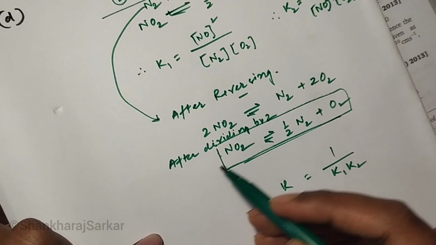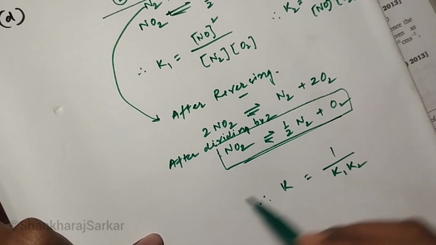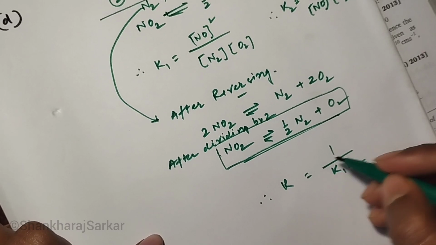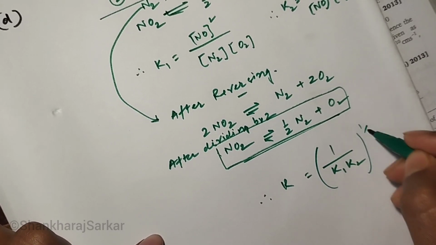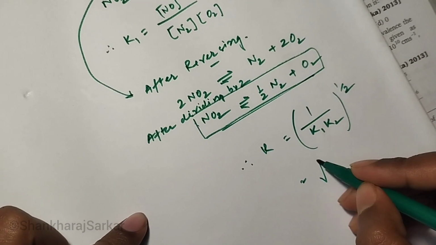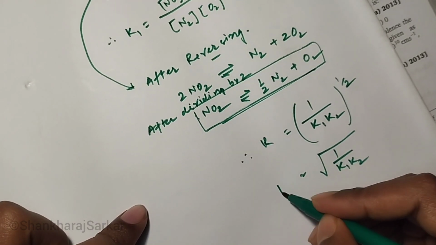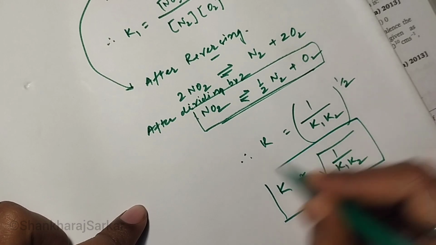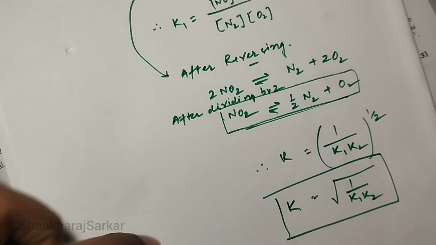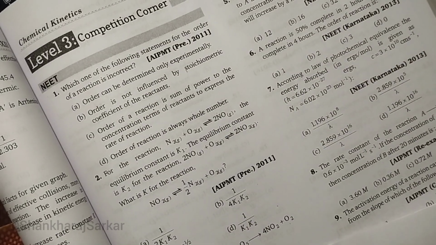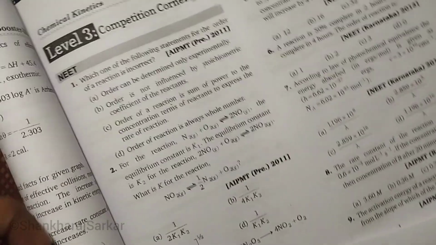Okay, next then what we did, we divided by 2. Since we have divided by 2, the power will be 1/2, means the power will be half, like this. Or you can also write it this way, 1 by k1 k2. So this is the value for k. Next, so this option is correct. Option C is the correct option.